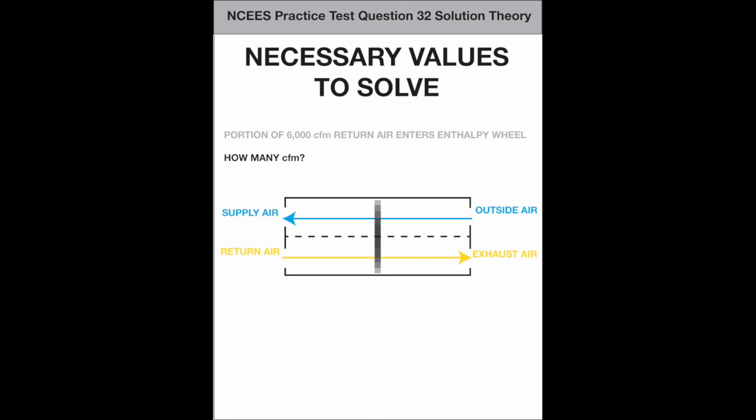Now to identify the necessary values to solve. From the diagram, it's clear that a portion of the 6,000 CFM of return air is entering the enthalpy wheel. How many CFM? That's determined by the fact that 1,500 CFM is exhausted from the enthalpy wheel, and 1,500 CFM of outside air flows in. The enthalpy wheel doesn't store air, so what goes in must come out.